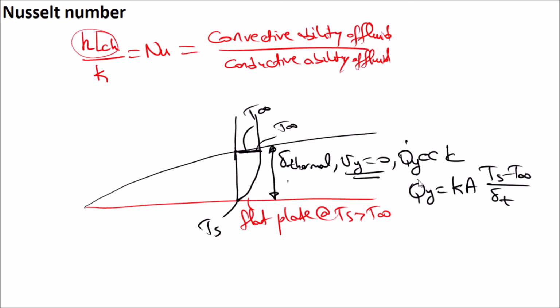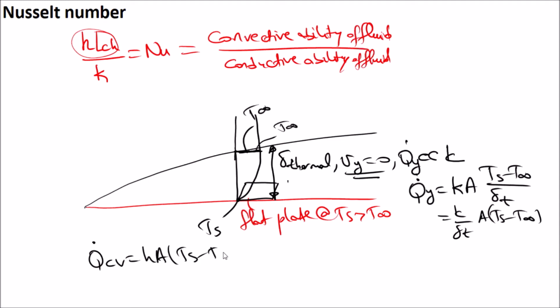And we can write this one as K by delta T into A into Ts minus T infinity. And if I write the formula for the convection, it is hA. So here the A's are the same, because if you take an area like this one, it is the same area for conduction and the same area for convection. And then you have Ts minus T infinity.